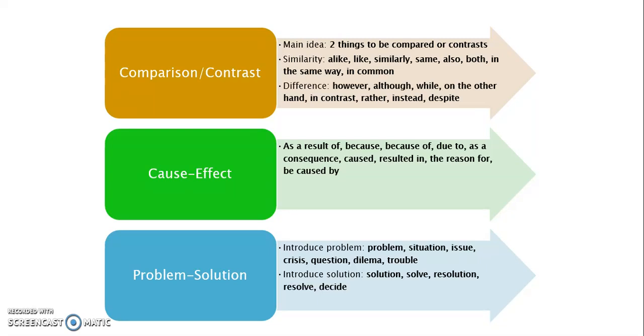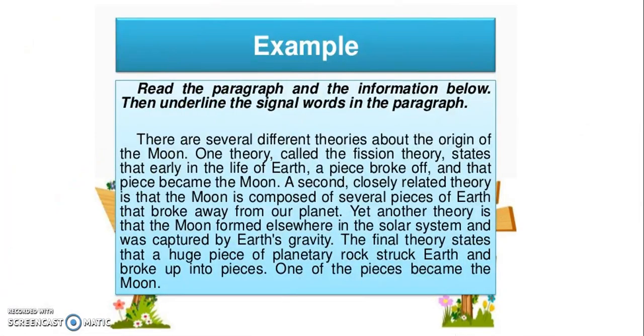Okay? So here I'm going to give you an example. This is an example of a listing pattern. As you can see, the first sentence says there are several different theories about the origin of the moon. So several different theories gives you the idea that they are going to give you at least 2 or 3 of them. And then in the paragraph, you're going to find at least 3. Can you find them? In fact, there are 4.